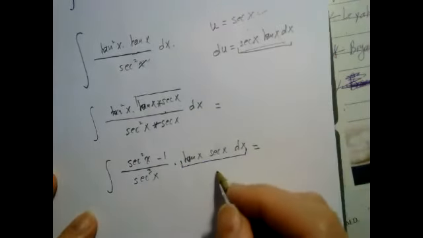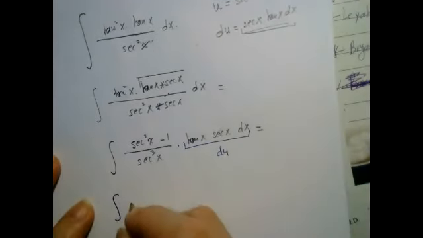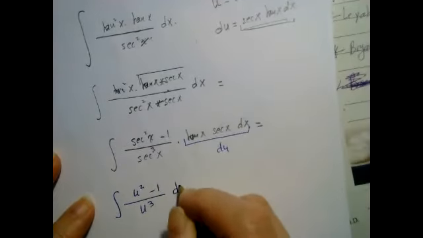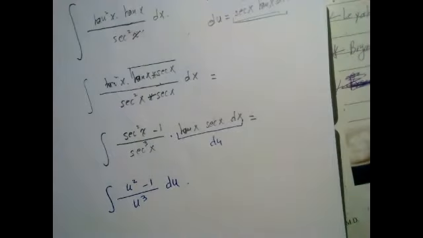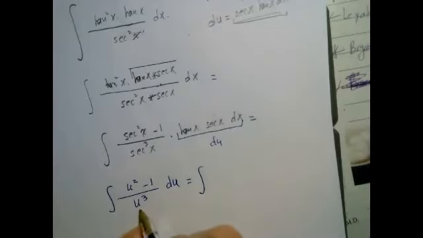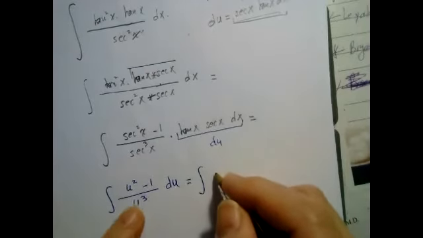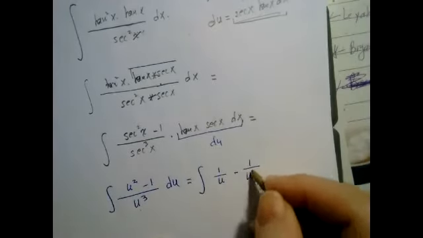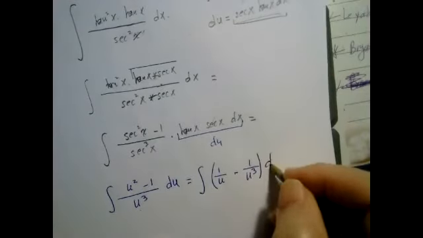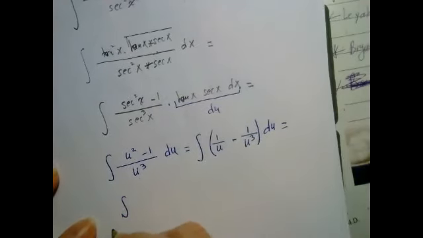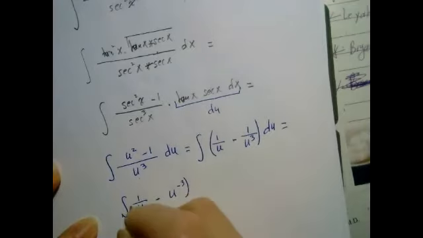This became the du. So it's going to become the integral of u square minus 1 over u to the power 3 du. And now this is equal to the integral of u square over u to the power 3. So I'm going to split the numerator, which gives me 1 over u minus 1 over u to the power 3. And now I proceed. I will get 1 over u minus u to the minus 3 du.